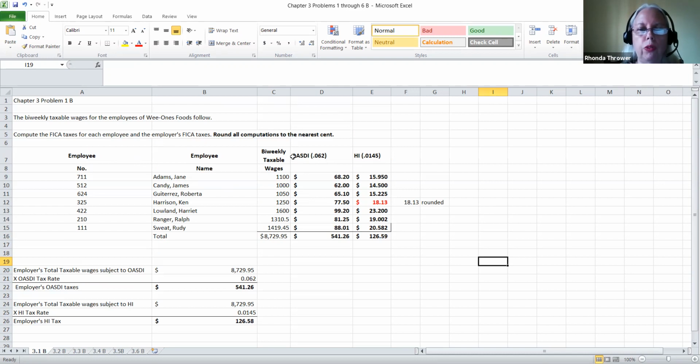OASDI is your Social Security tax, and the rate is going to be 6.2%. The HI, or your Medicare portion, the rate is 1.45%. As you can see here, I've went ahead and converted them to a decimal just because it's easier for me to calculate that way.